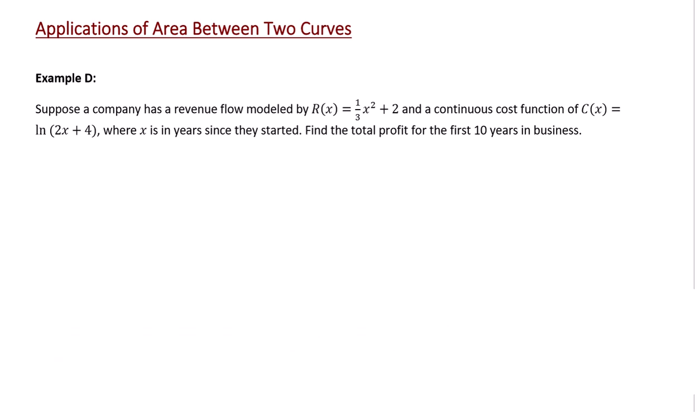Now let's look at some examples that apply the area between two curves. Example D, suppose a company has a revenue flow modeled by R of X equals 1/3 X squared plus 2, and a continuous cost function of C of X equals the natural log of the quantity 2X plus 4, where X is in years since they started.